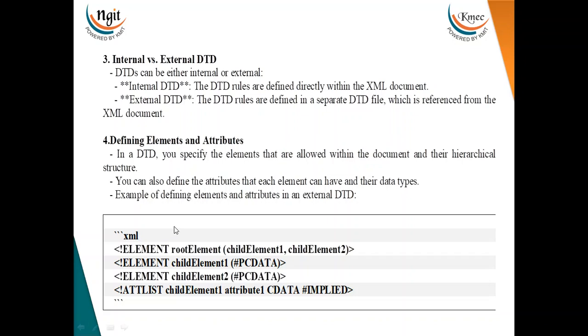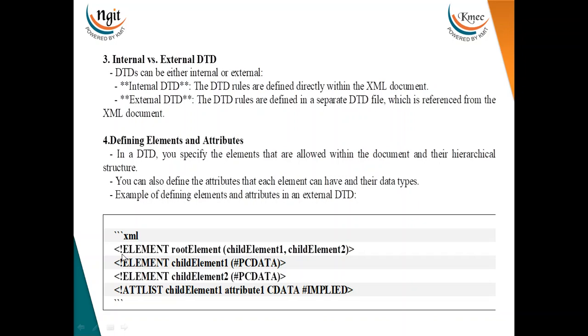Defining elements and attributes: in a DTD, you need to specify the elements that are allowed within the document and their hierarchical structure, and you can also define what kind of attributes each element will have, with their data types. Here is an example of elements and attributes in an external DTD. This is a separate DTD file which should be referenced wherever needed in your XML file.